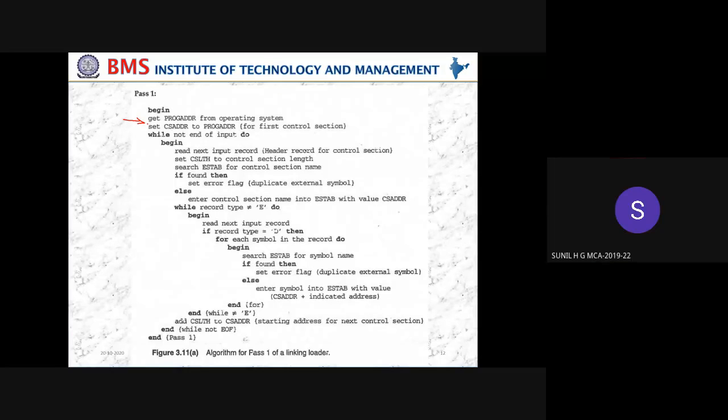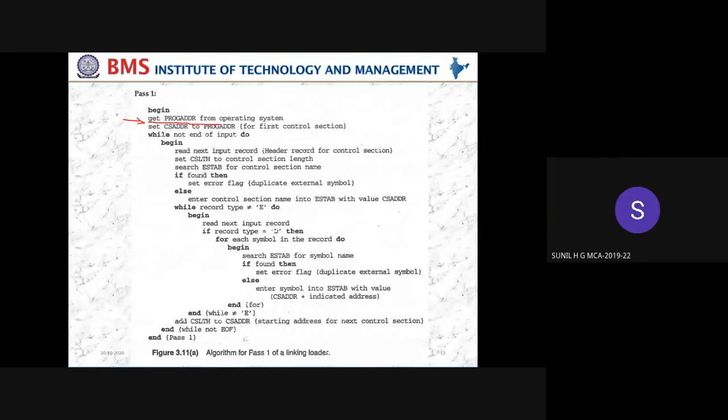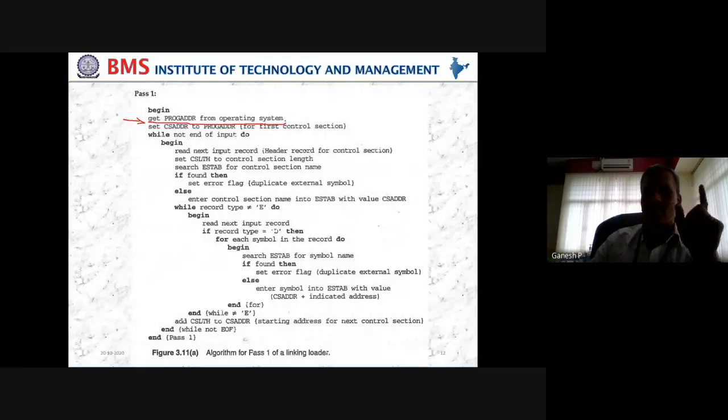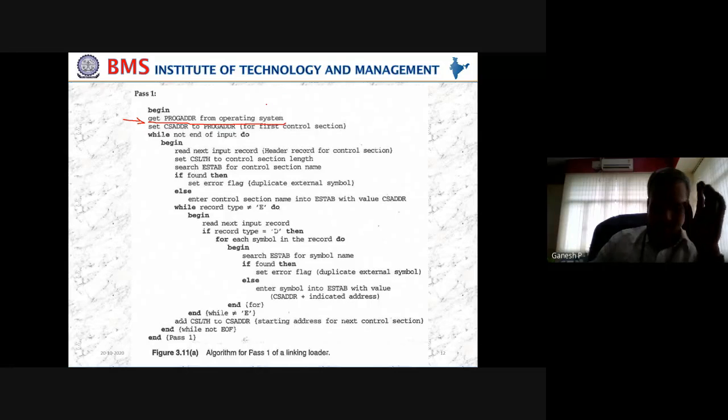which means the starting of the program. Then we'll start reading line by line. Can you now go with this algorithm? What is given? It is: get program address from operating system. So what do you mean by this? Getting the entire program address from the operating system.